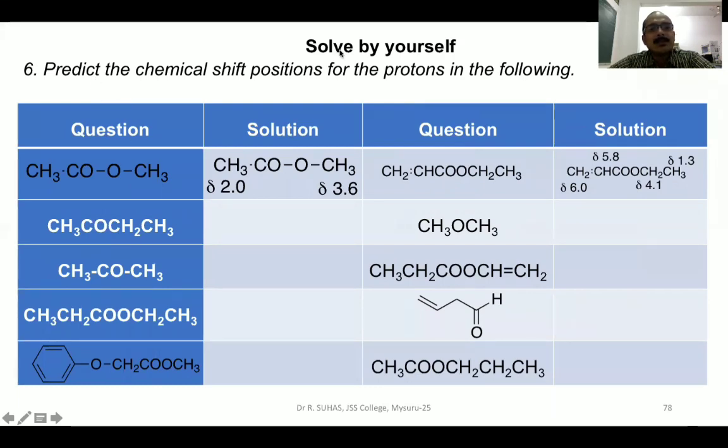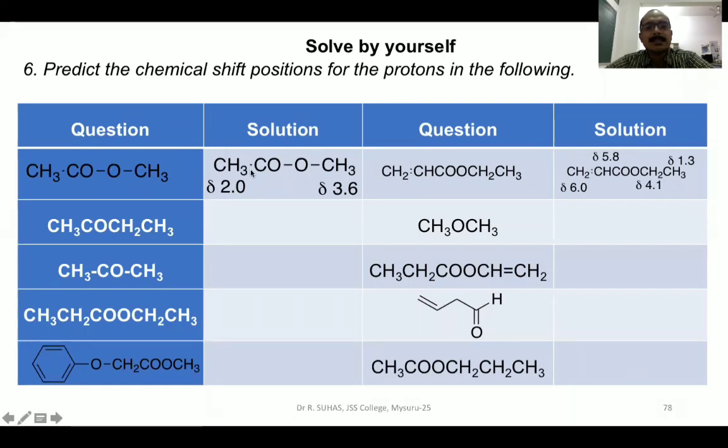Predict the chemical shift positions for the protons in the following. So he has given the structure of the compound. You just have to predict the chemical shift values based on the different types of protons present in the molecule. While predicting the chemical shifts, please bear in mind that you have to understand what are the neighbors present in the molecule. Before that, you have to see how many different types of protons are there in the molecule.